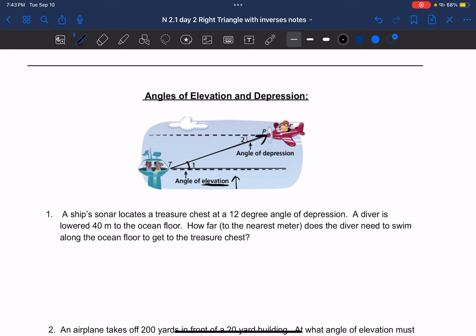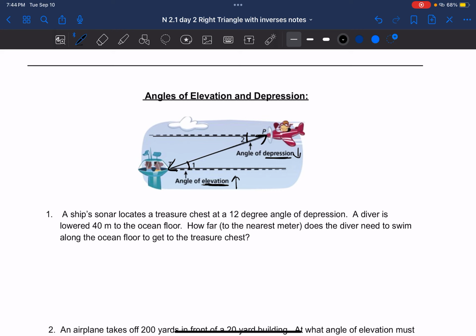While my angle of depression would be like the person in the plane looking downward, down here, towards the people in the bubble. So it's going to be their line of sight along with the straight line coming right out from their line of sight. So that would be this angle here. So angle of depression is when I'm looking down.